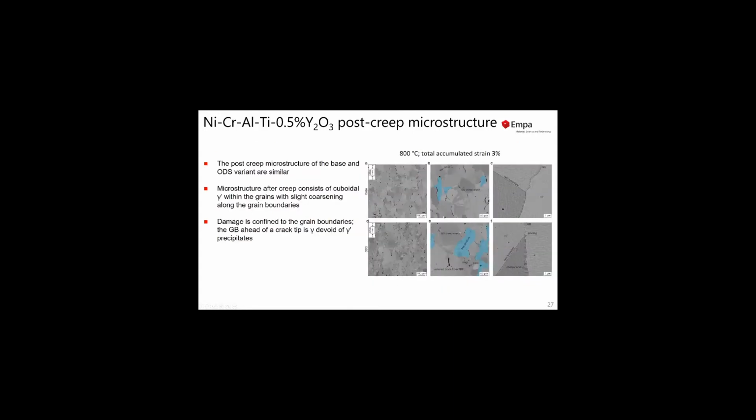Having a look at the microstructure after creep deformation, so to a total accumulated strain of 3%, the post-creep microstructure of the base and ODS alloy are very similar. We see the gamma primes within the grains with slight coarsening along the grain boundaries. We see cracks, and these cracks are confined to the grain boundaries in both alloys. So those are the weak spots, and that is not surprising here. Still, we can see also some dispersoids in our ODS variant along the grain boundaries.